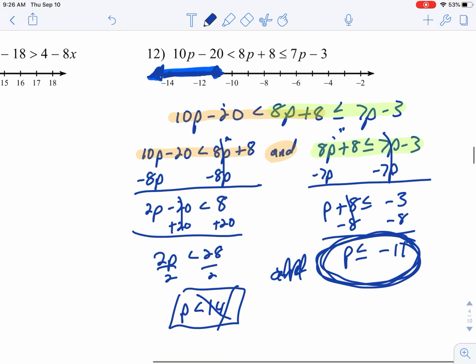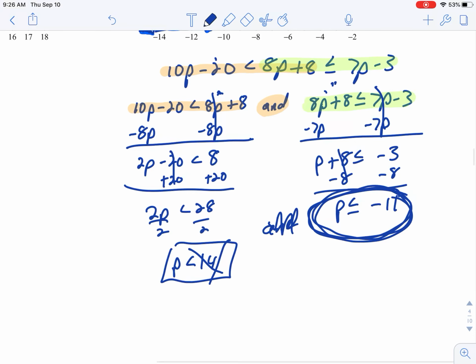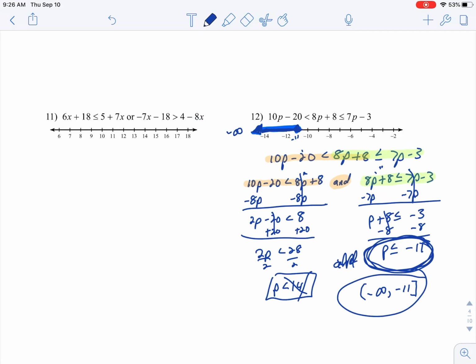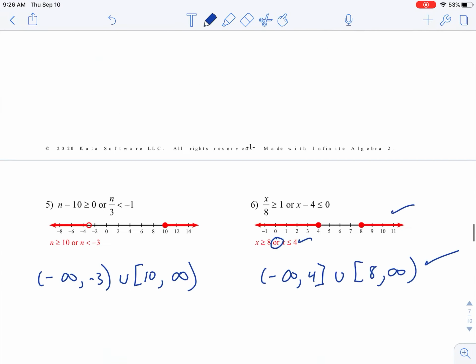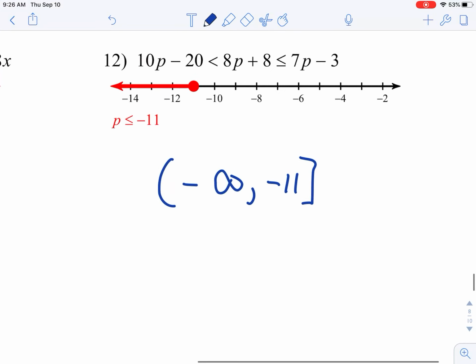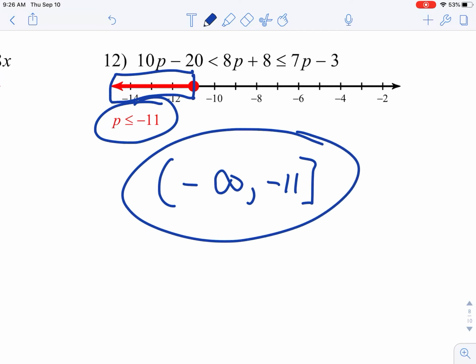I've done it in two colors now. And the interval, well, let's see, the left is negative infinity. The right is negative 11. Infinity always gets a parenthesis. Negative 11 gets a bracket because of that equal sign right there. So let's go down and check number 12 now. And there it is. So the arrow is just this part, that, and that.